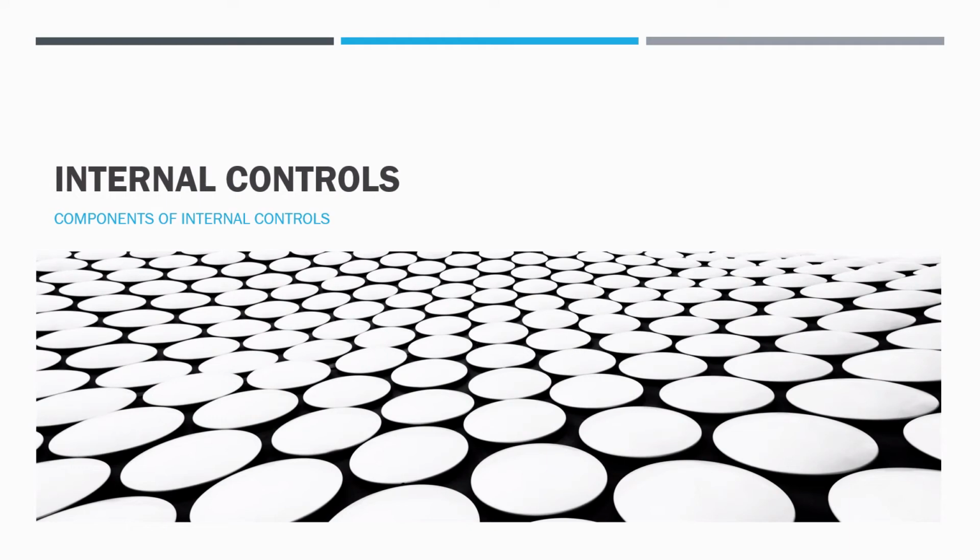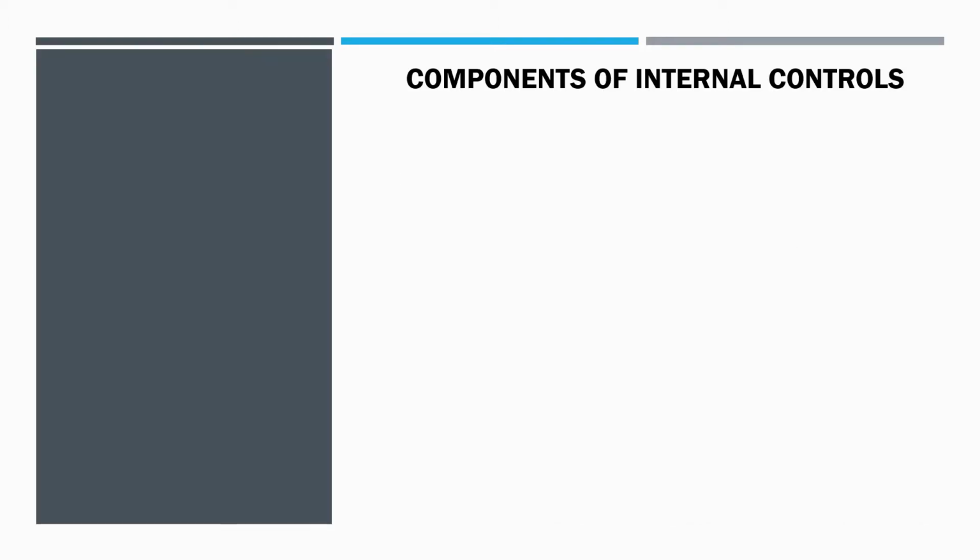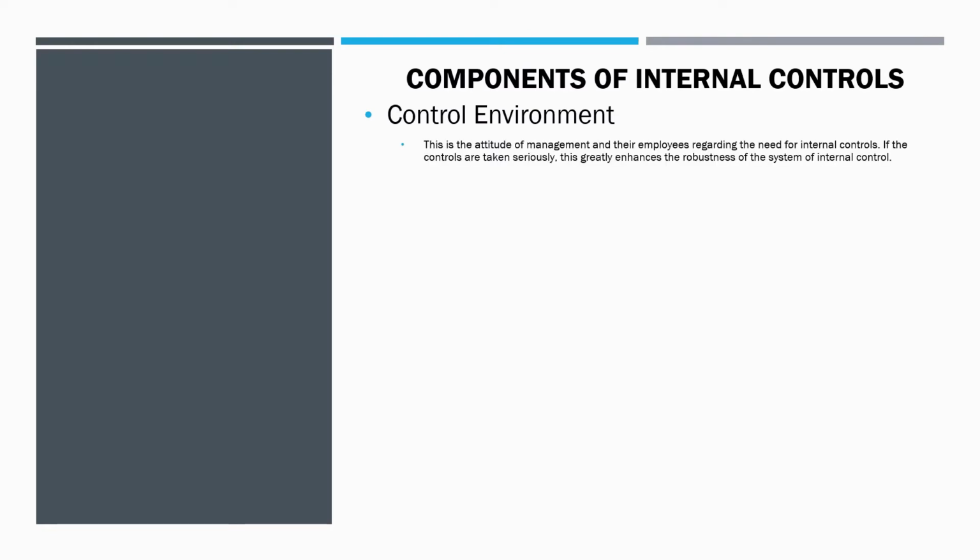We're ready to start our journey into internal controls. But let's start first with the components of internal controls. Each of these components of internal controls will have their own lecture, but we're going to list them out in this discussion. Control environment. This is the attitude of management and their employees regarding the need for internal controls. If the controls are taken seriously, this greatly enhances the robustness of the system of internal control.